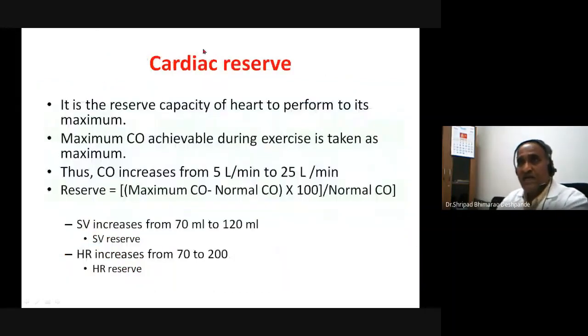So I mentioned this cardiac reserve. You may want to study it. It is the reserve capacity of the heart to perform at its maximum. I mentioned how to calculate it. I mentioned the stroke volume reserve and the heart rate reserve. And you try to go through this slide again. Maybe tomorrow I may upload this.